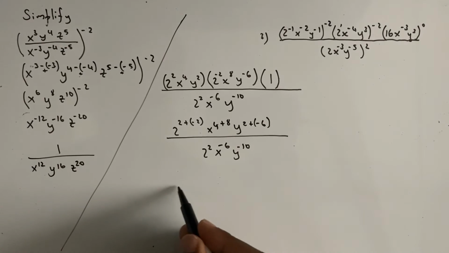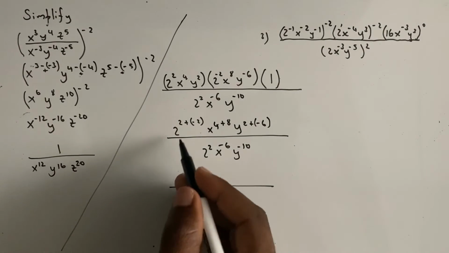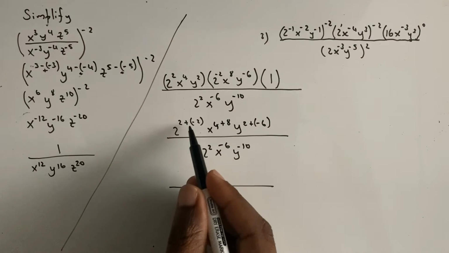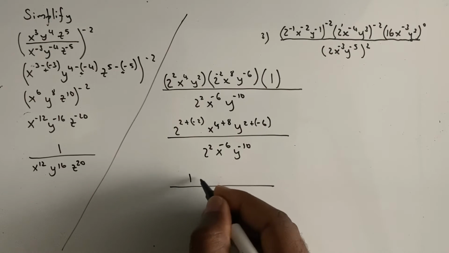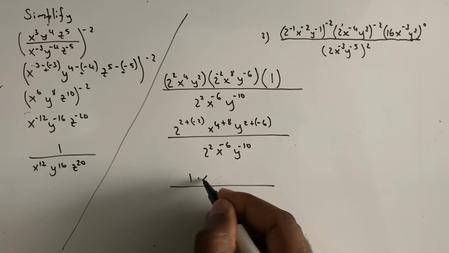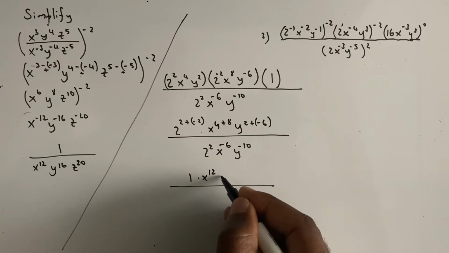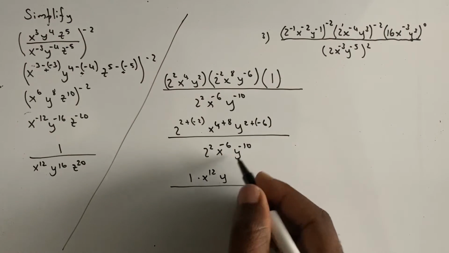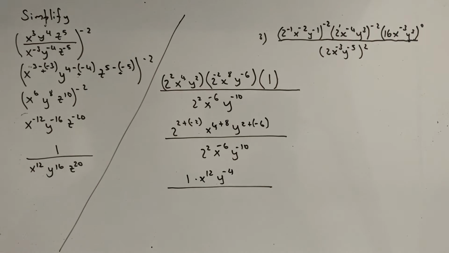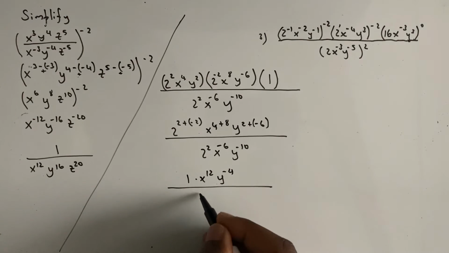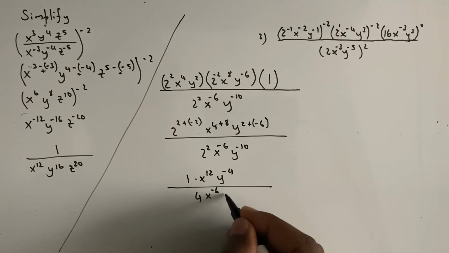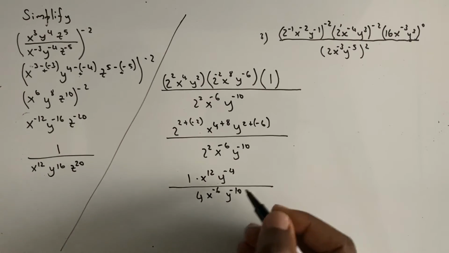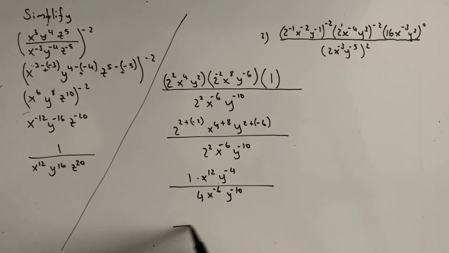We have now 2 to the 0 here, because that's 2 minus 2, which is 0. So 2 to the 0 is 1 times x to the 12, and y to the 2 minus 6 is negative 4, y to the negative 4. And the bottom part, again, is 2, we can put 4 here, by the way, x to the negative 6, y to the negative 10. So now we keep moving.